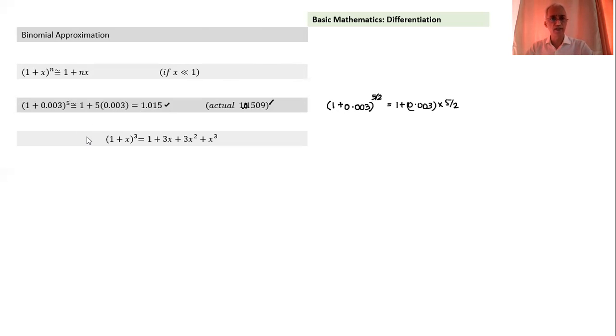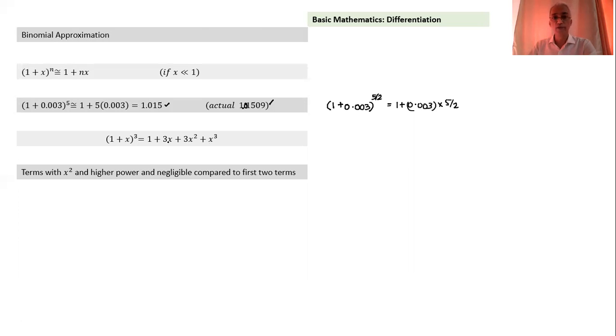Just to get another example here, let's take something like this. What is 1 plus x cubed? We know the expansion. I'm writing the expansion in increasing powers of x. It will be 1 plus 3x plus 3x squared plus x cubed. Now, if x is something like 0.003, you understand what 0.003 squared would be? It will be an extremely small number. It can be written as 3 divided by 1000 whole squared. It will be 9 divided by 10 to the power 6.